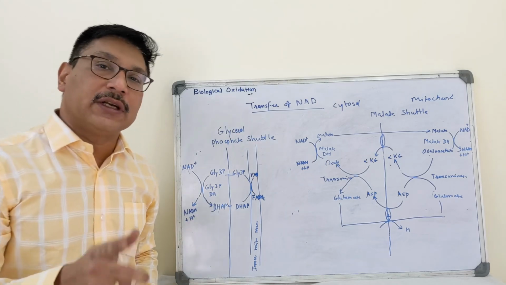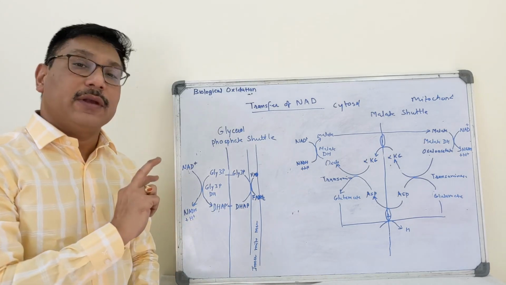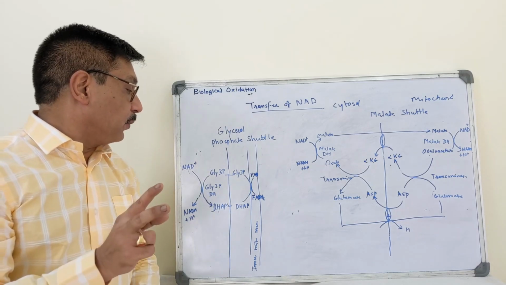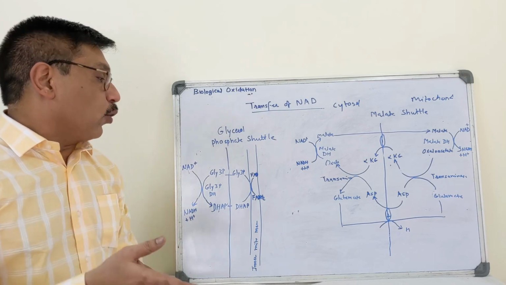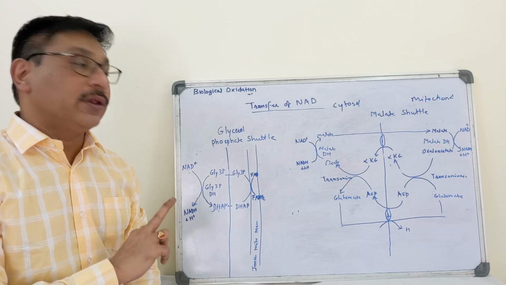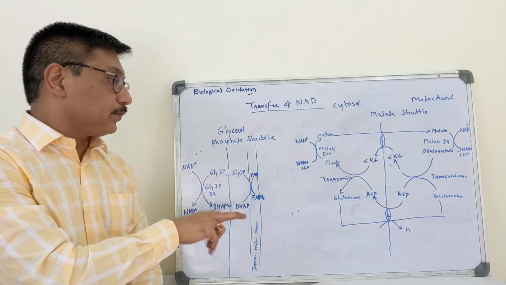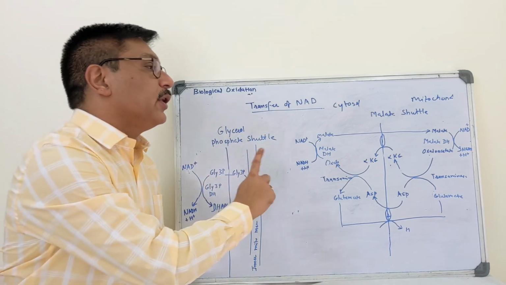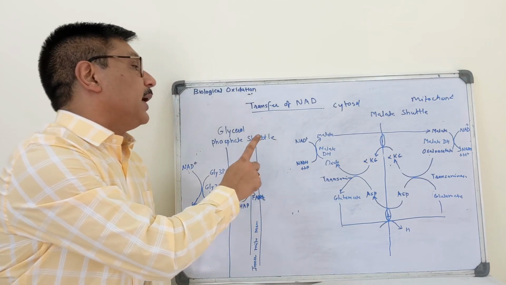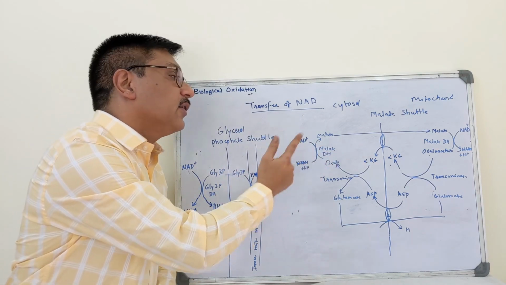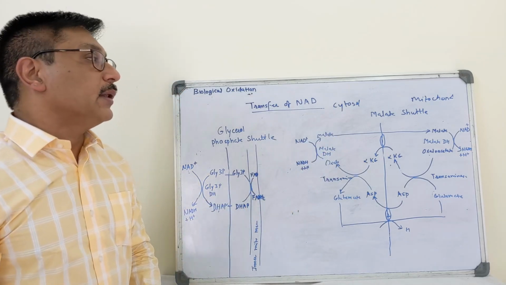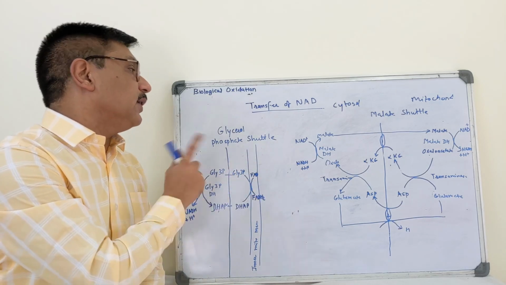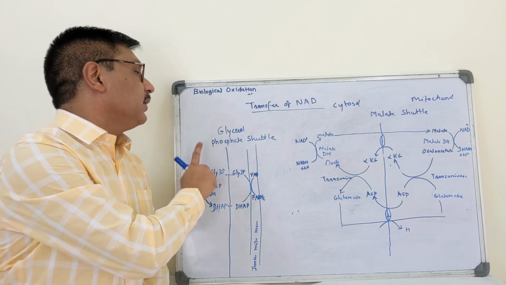One is the glycerol phosphate shuttle, where cytosolic glycerol 3-phosphate dehydrogenase and mitochondrial glycerol 3-phosphate dehydrogenase involve two different coenzymes, NAD and FAD. Whereas in the malate shuttle, malate dehydrogenase utilizes the same coenzyme, NAD in the cytosol and NAD in the mitochondria. Thus there is no loss of ATP during transportation by the malate shuttle, but there is loss of 1 ATP during transportation by the glycerol phosphate shuttle.